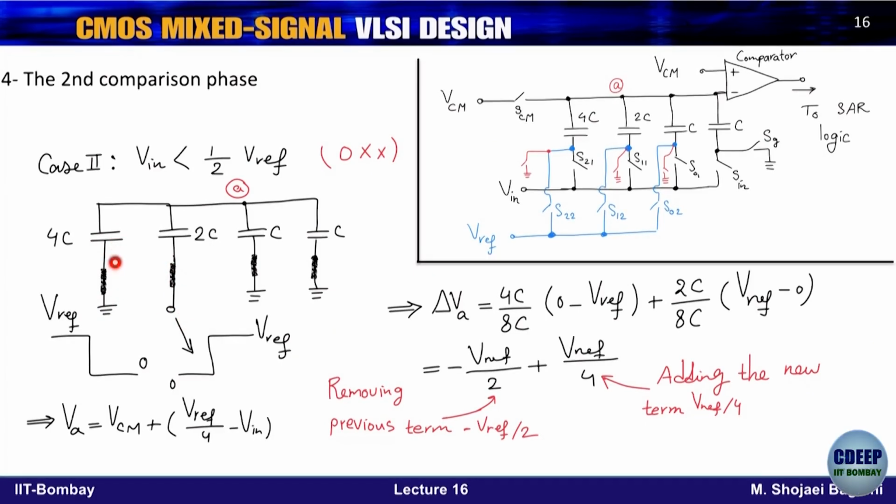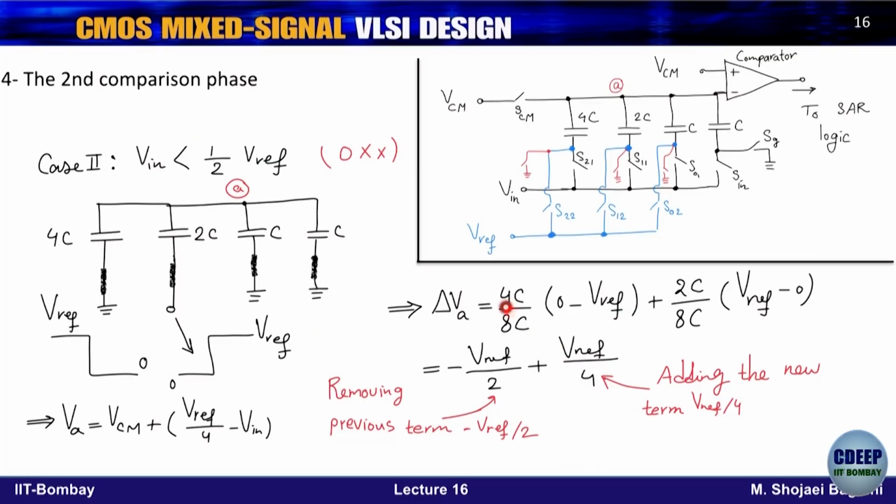So therefore the bottom plate of 4C goes to 0, bottom plate of 2C will go to Vref. So therefore now what we have is eventually this part will go away from what we had. That means that we are deducting minus Vref upon 2 and we are adding Vref upon 4. So this previous term which was Vref upon 2 is now removed and the new term is only Vref upon 4. In case 1, this was there, Vref upon 2, and we added Vref upon 4. Now we remove it and just keep Vref upon 4.